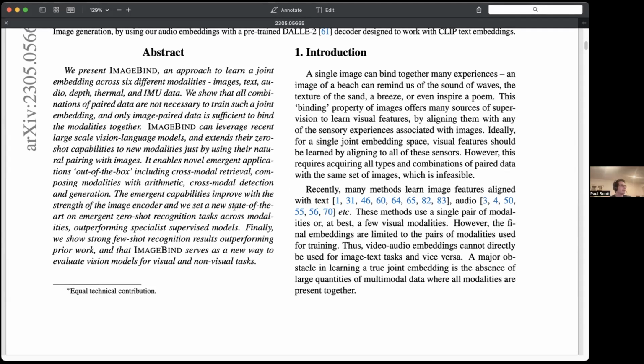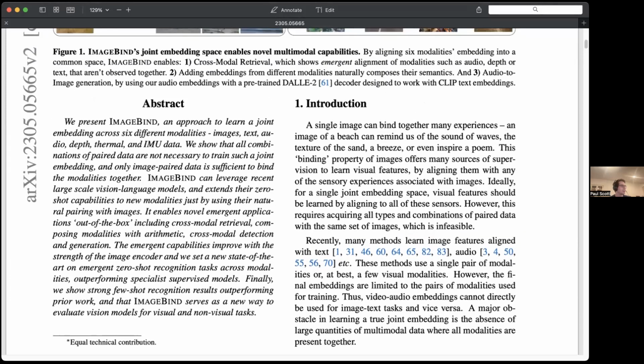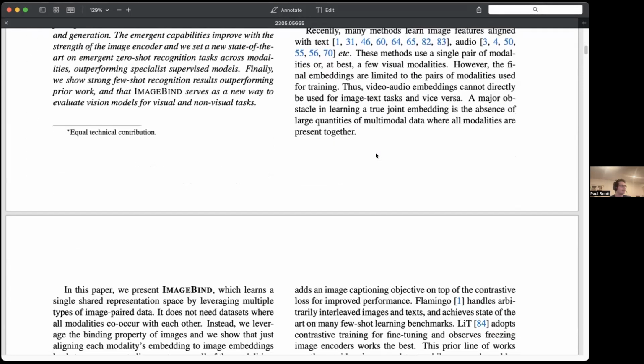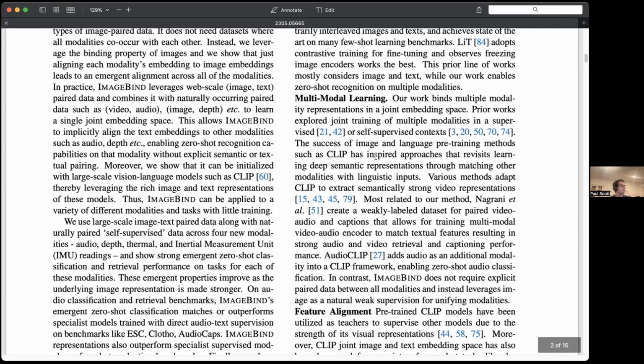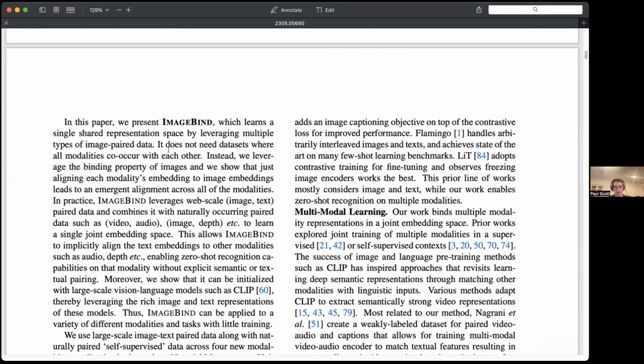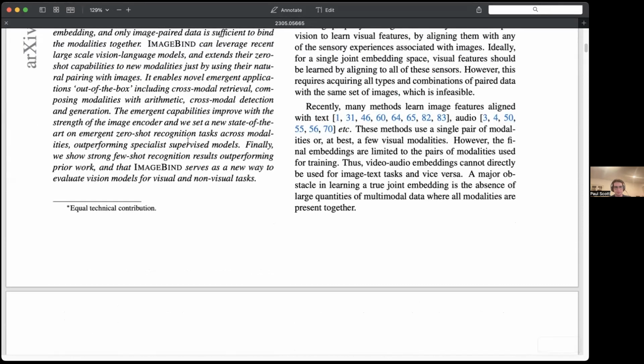I'm just reading too fast. And then the second part of it is setting a new state-of-the-art on emergent zero-shot recognition tasks across modalities, outperforming specialist supervised models. That's the second half of that same sentence in the abstract. The emergent capabilities improve with the strength, that's exactly what I was referring to. So they set a new state-of-the-art on emergent zero-shot.